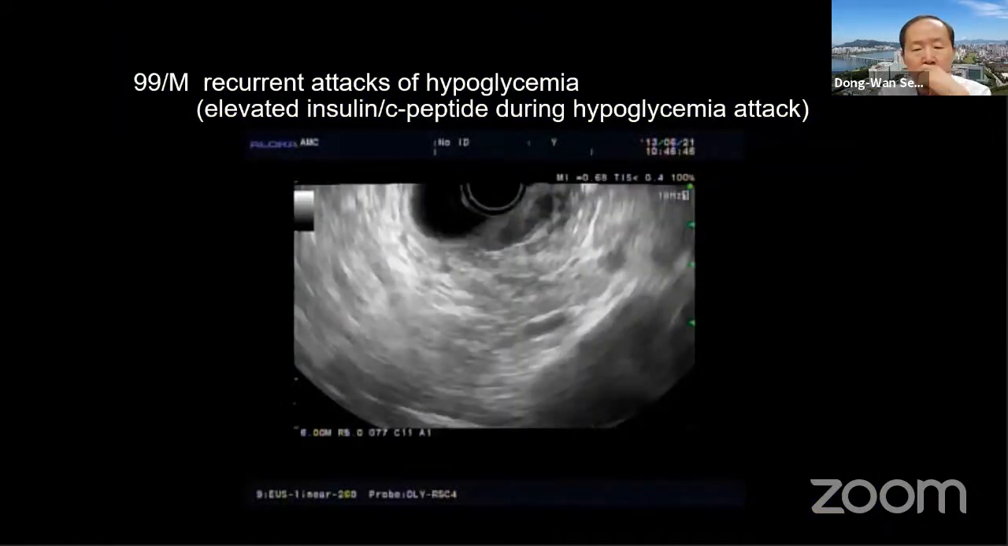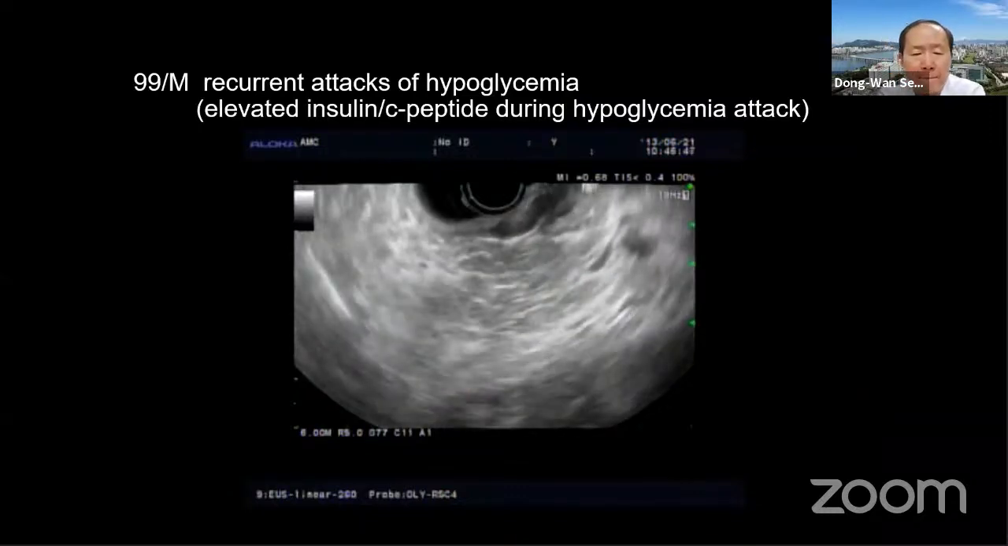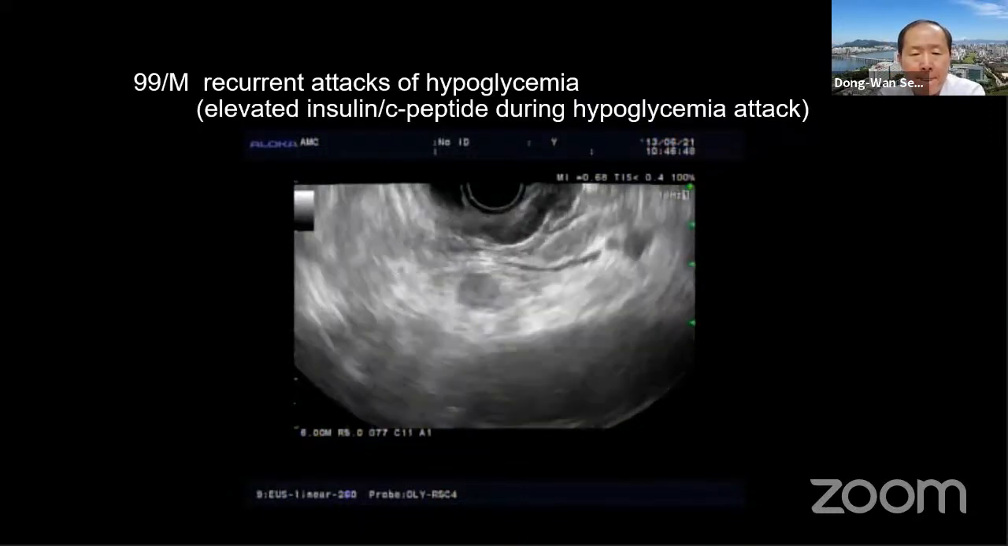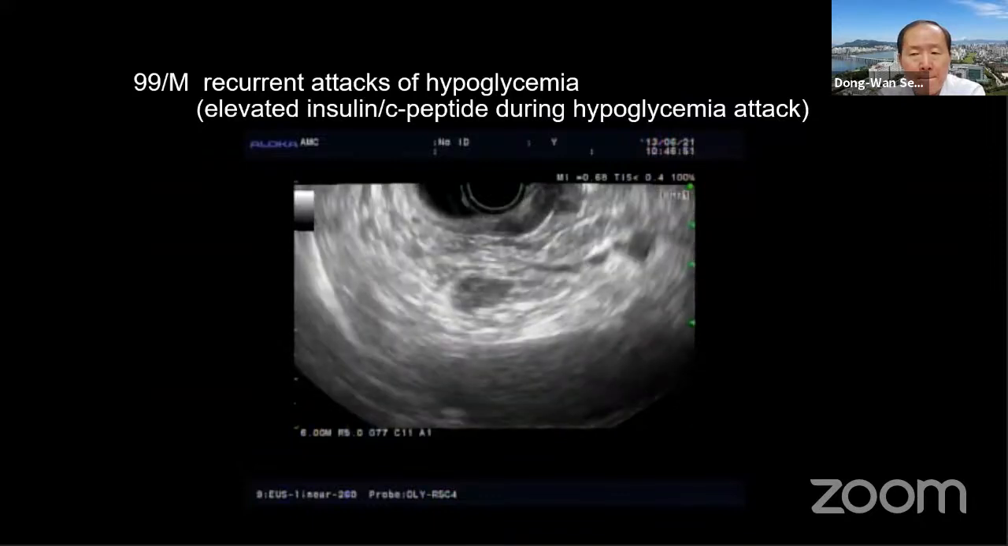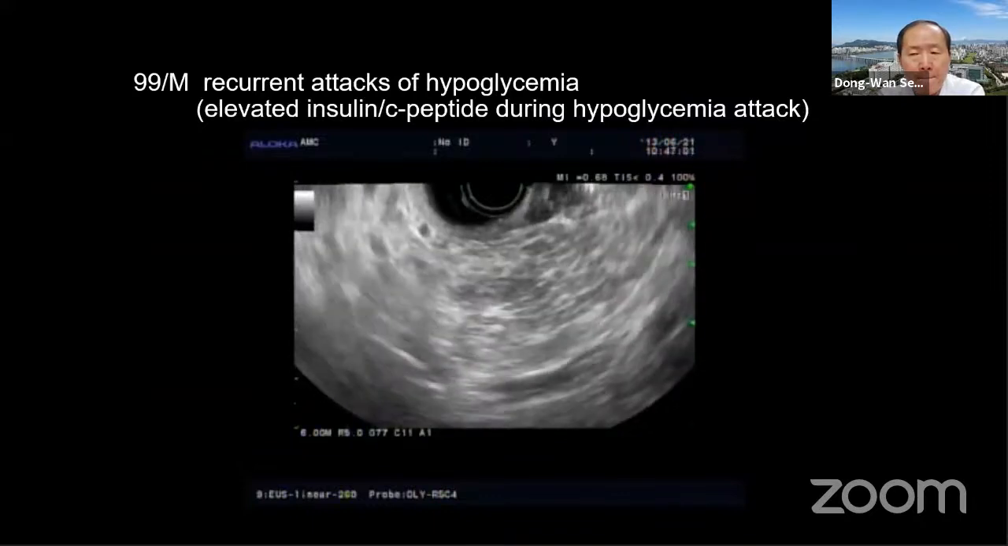This patient was consulted for EUS examination, so I did a linear EUS examination on this case. I checked the pancreas body and tail first, but there was no identifiable mass. But in the head of the pancreas, we can see about a 1 cm sized hypoechoic mass.